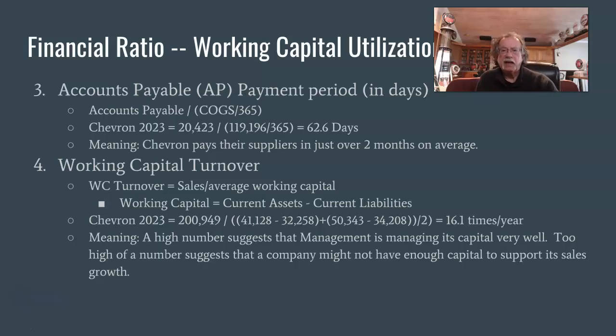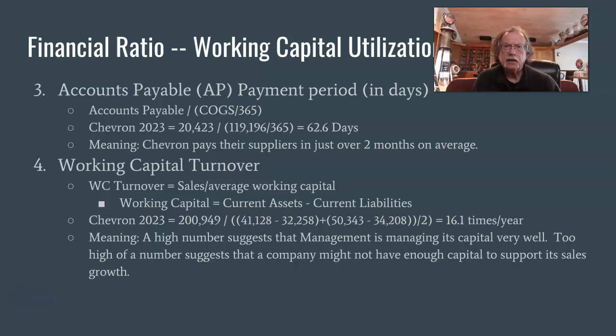Similarly, accounts payable. Not that you want to necessarily do this, but the longer you take to pay your bills, it's like you don't pay your bill the second it comes in. You pay them. It looks like Chevron's paying them every 60 days. That can be a little bit difficult if you have a small supplier.